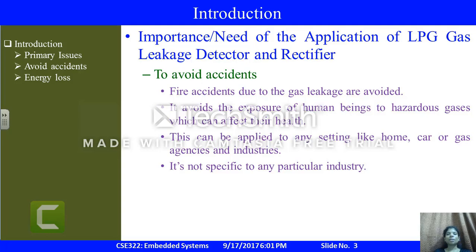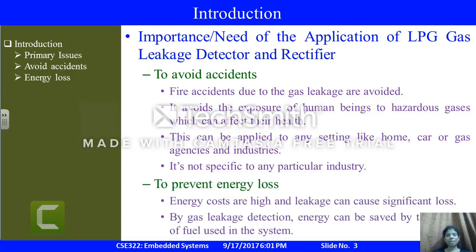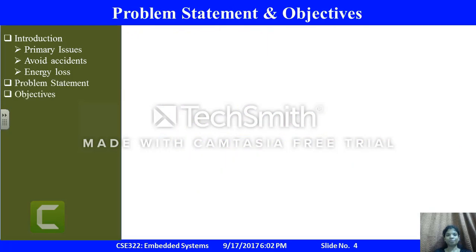This can be applied to any setting like home, car, gas agencies and industry. It is not specific to any particular industry. The second one is to save energy loss. Energy loss caused by a leak can be significant. By gas leakage detection, energy can be saved by the amount of fuel used in the system.